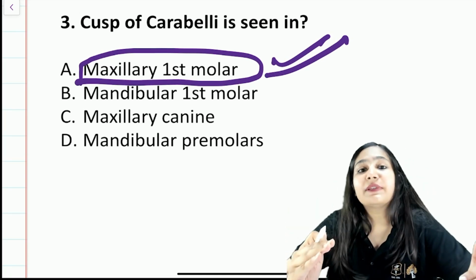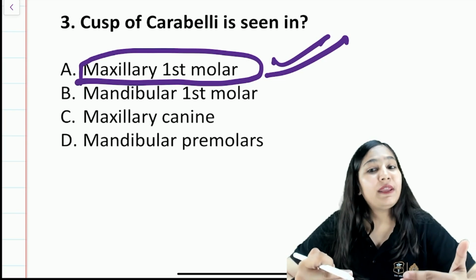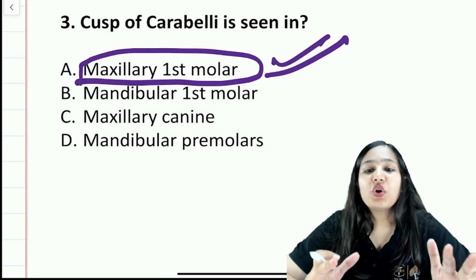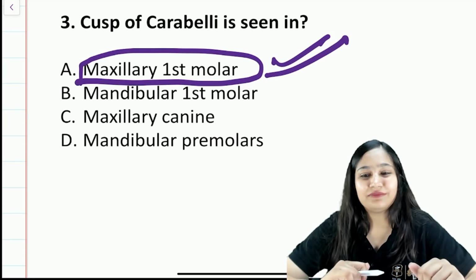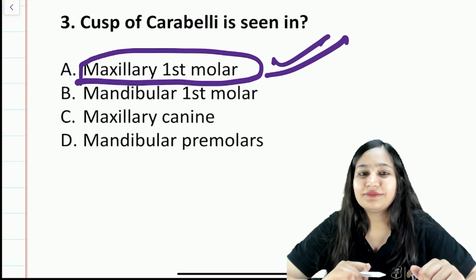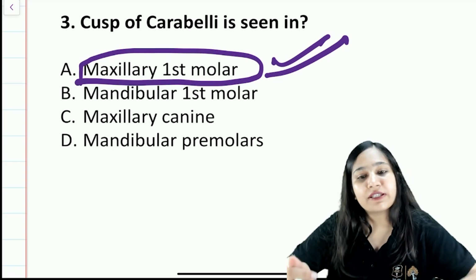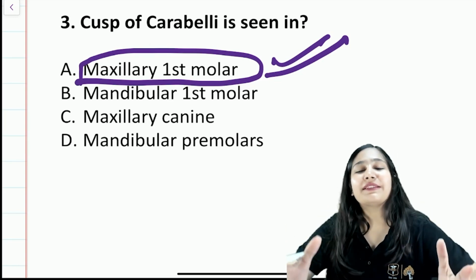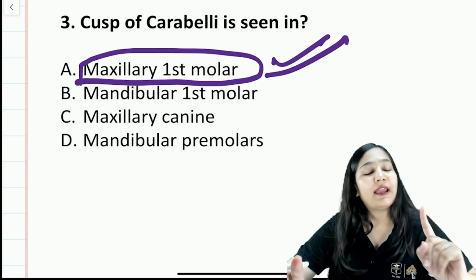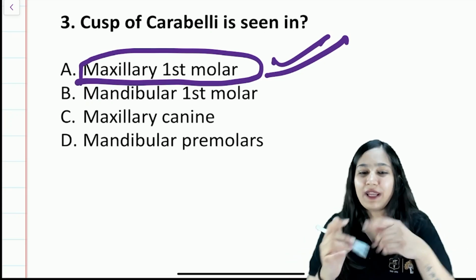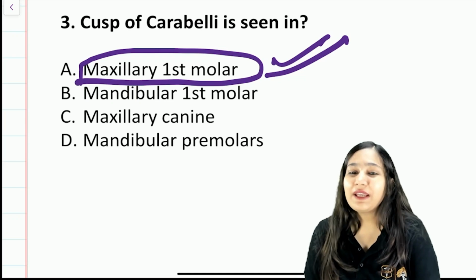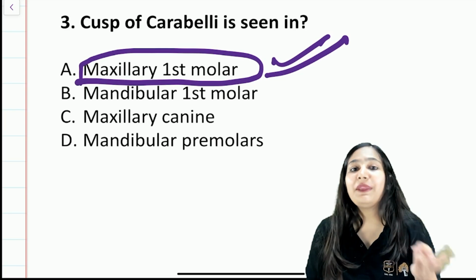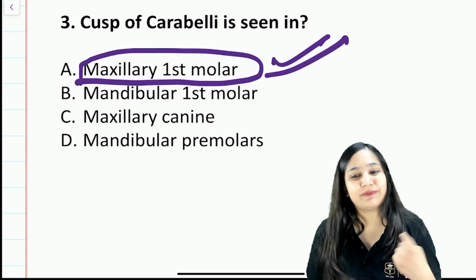This supplemental cusp is present lingual to the mesiolingual cusp in the permanent maxillary first molar. Now we should be thorough with how many cusps are present in the permanent maxillary first molar. 4 main cusps and 1 supplemental cusp. So which are the main cusps here? Mesiobuccal, distobuccal, mesiolingual and distolingual cusp.